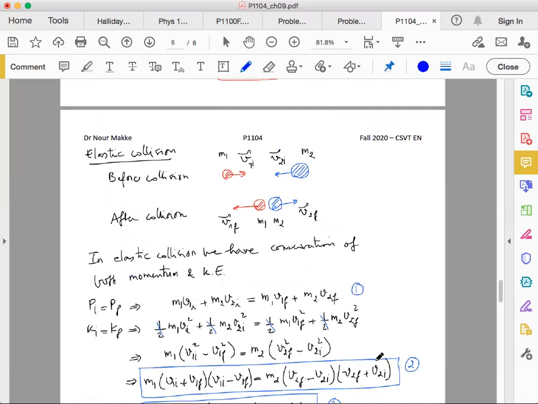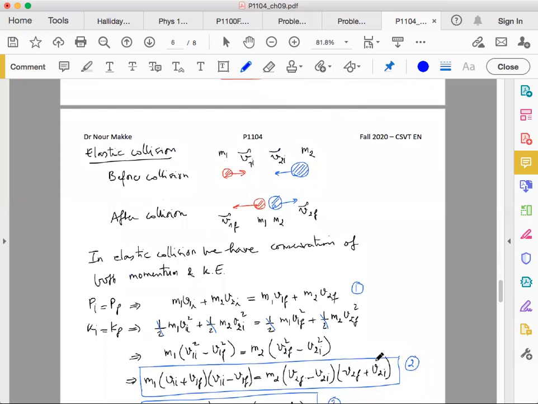Now let's consider the case of elastic collision. In the case of elastic collision, again, let's consider two particles, m1 and m2, moving with initial velocities v1 initial and v2 initial. And right after the collision, they move with final velocities v1f and v2f. So in this case, our goal is to determine v1 final and v2 final.